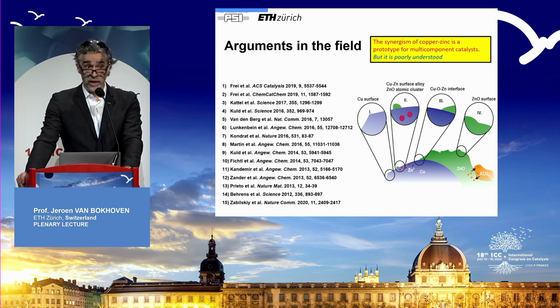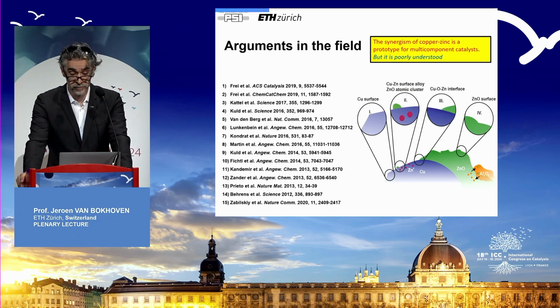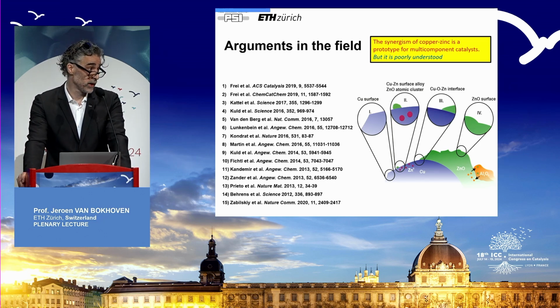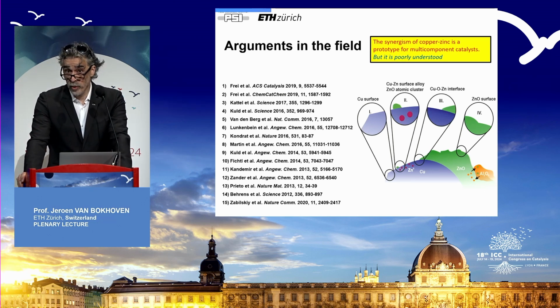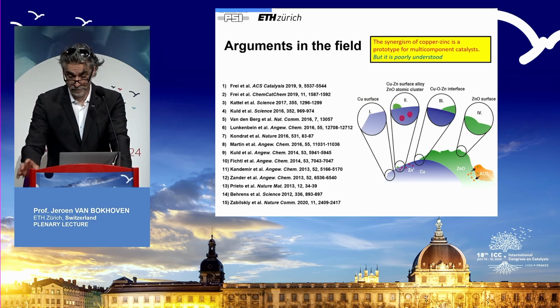So as I said, there are many different proposals. There's a lot of discussion in the literature about active sites, and here I list a few of those. I could add more, but there is really no consensus on activity-structure relations in this system. I would say copper-zinc is a prototype for a multi-component catalyst, but it is really poorly understood.